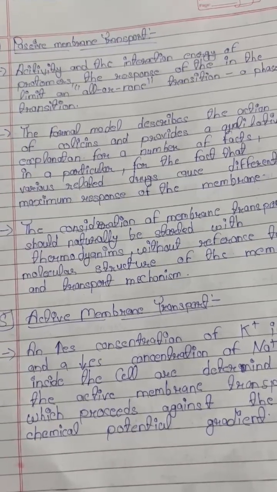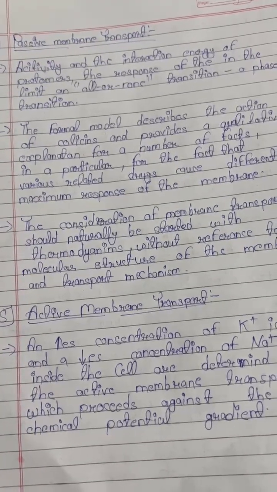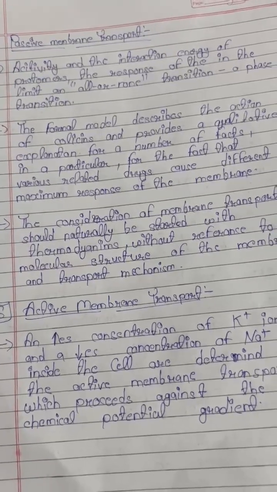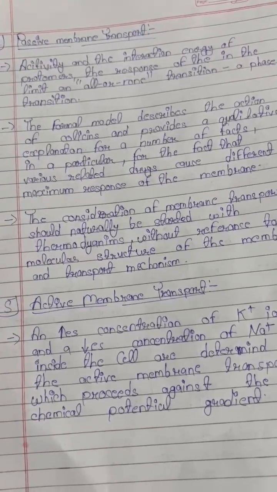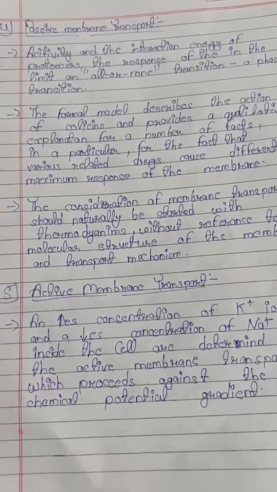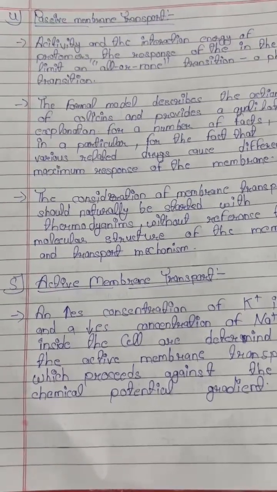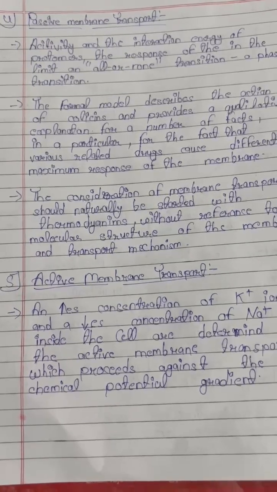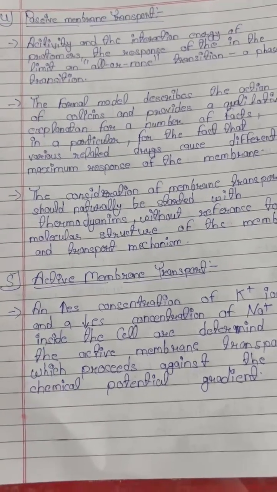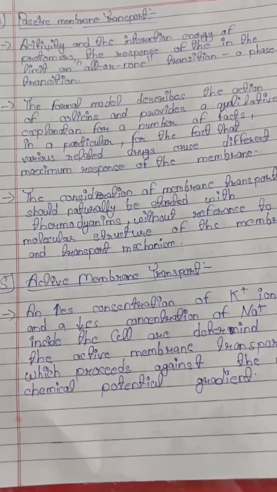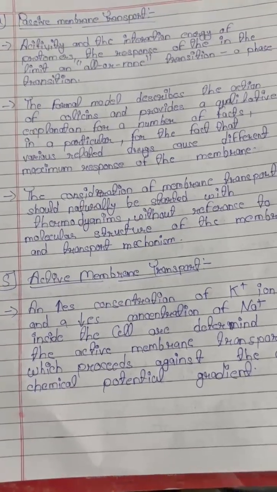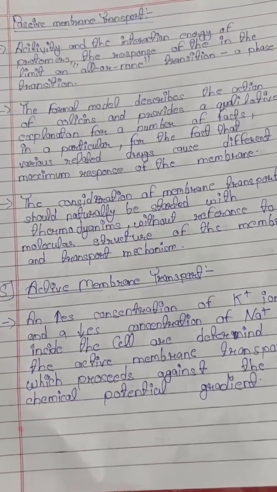The consideration of membrane transport should naturally be started with the thermodynamics without reference to the molecular structure of the membrane and transport mechanism. Fifth, active membrane transport. An increased concentration of potassium ions and decreased concentration of sodium ions inside the cells are determined by the active membrane transport, which proceeds against the electrochemical potential gradients.